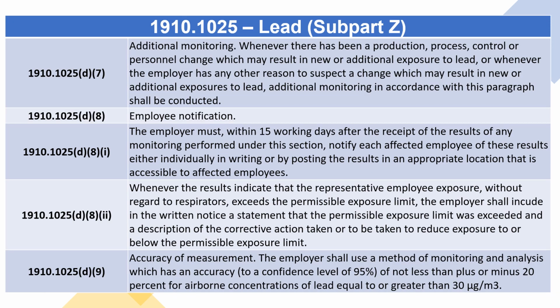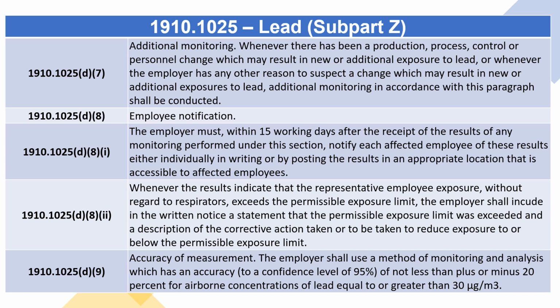1910.1025 D7. Additional monitoring. Whenever there has been a production, process, control or personnel change which may result in new or additional exposure to lead, or whenever the employer has any other reason to suspect a change which may result in new or additional exposures to lead, additional monitoring in accordance with this paragraph shall be conducted.